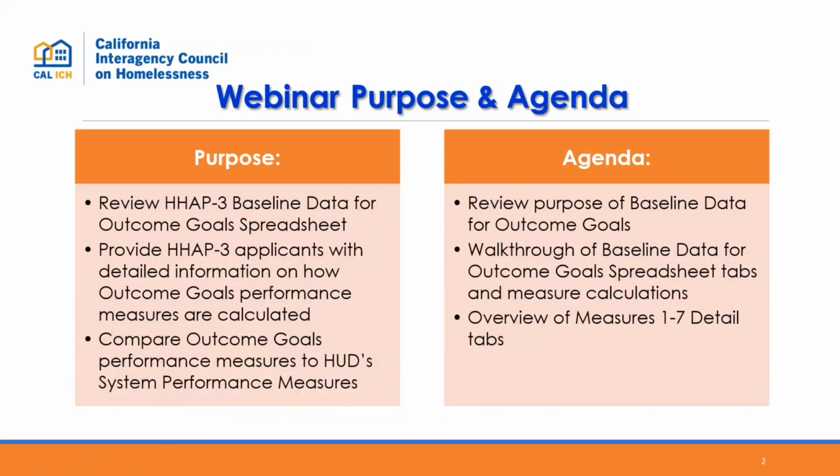The agenda for this webinar is to review the purpose of the baseline data for outcome goals spreadsheet and the HAP3 outcome goals, walk through the tabs in the spreadsheet and data in the baseline data spreadsheet and discuss the performance measures, provide an overview of the tabs that show additional details for measures 1 through 7, and review examples of how client records are calculated in the baseline data performance measures.